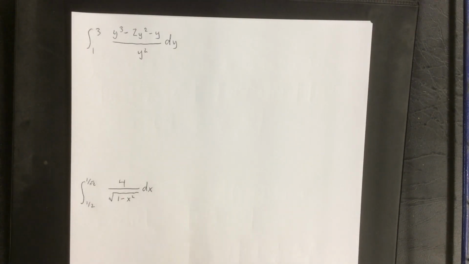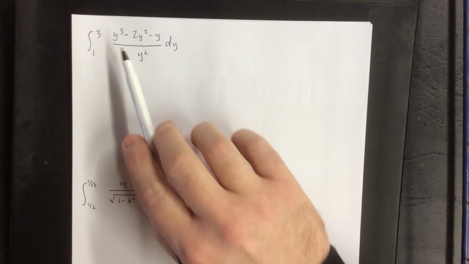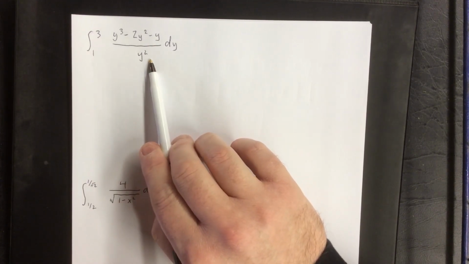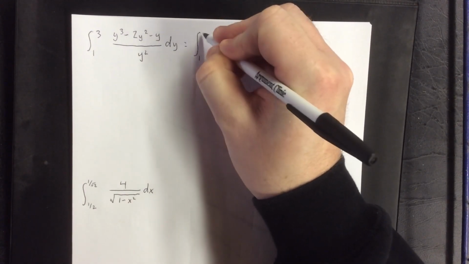This time the variable that we're going to be using will be y. So for this example, we have the definite integral from 1 to 3 of y cubed minus 2y squared minus y all over y squared. Now we'll do with this the same as what we did for the first example, which is do a little bit of algebra before we try to do a little bit of calculus.